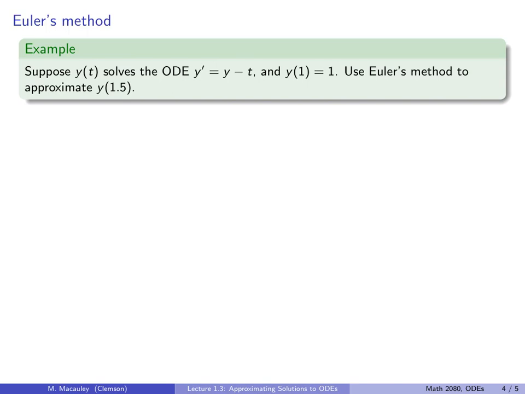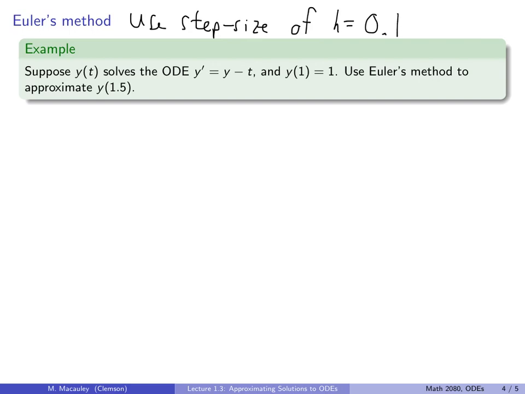So one thing we need, first of all, is a step size, and we need to choose it. Typically, I will tell you what step size to use. So I'm going to say that let's use a step size of h = 0.1. So think of this as like our delta x.